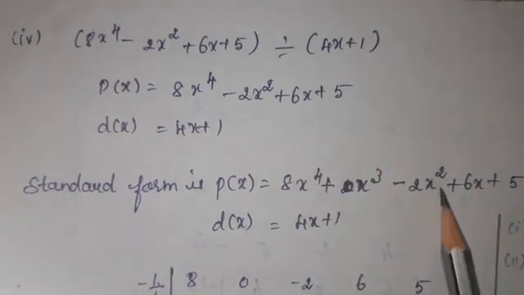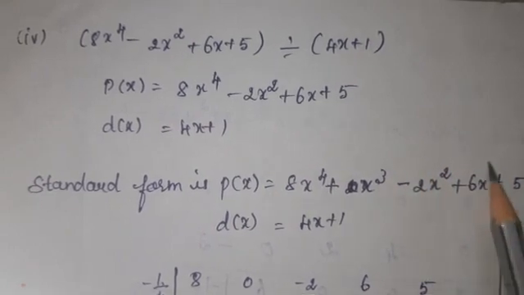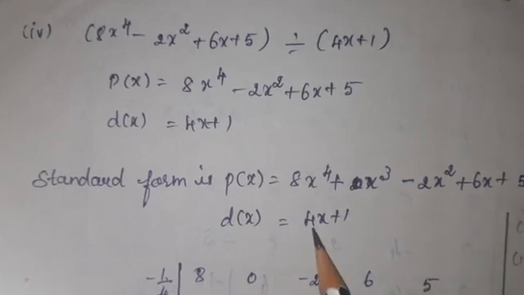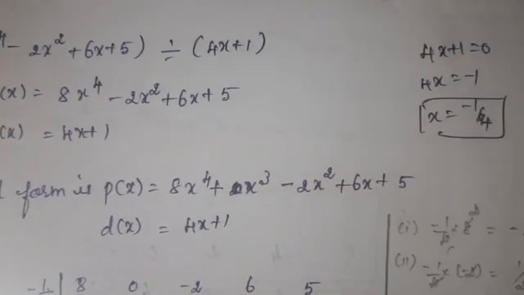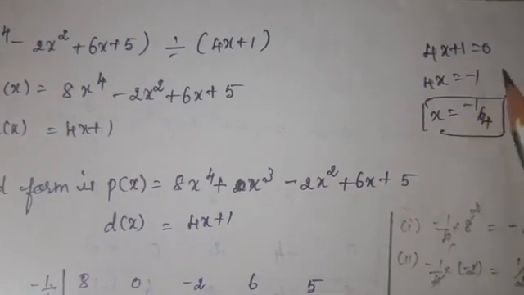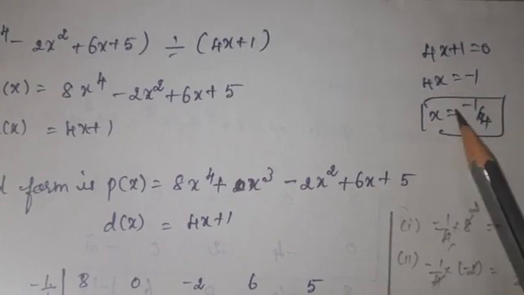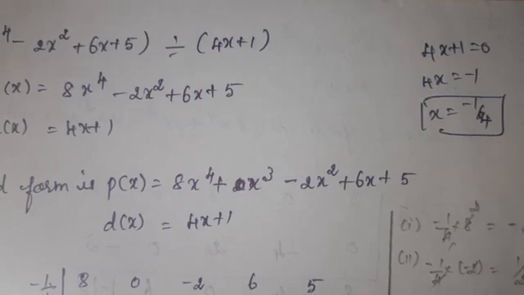After the cube term, what should you have? The square term, it's there. Then the x term is also there. After that, the constant. Then d of x is equal to 4x plus 1. We should find that x value. That is 4x plus 1 is equal to 0. 4x is equal to minus 1, the plus 1 comes to this side. Then x is equal to minus 1 by 4. So the x value is minus 1 by 4.